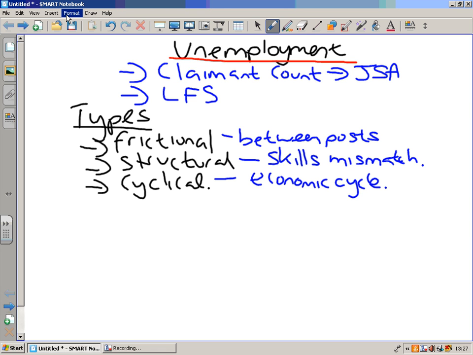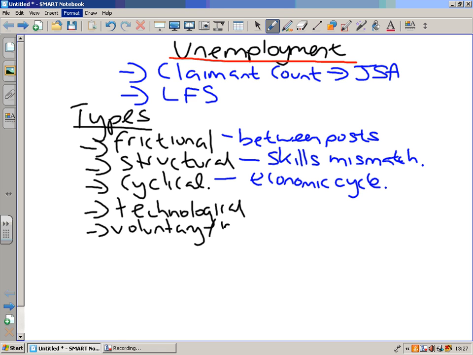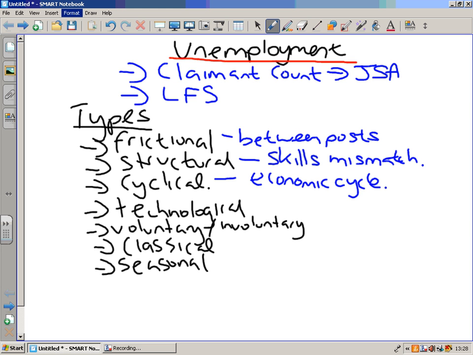Other types of unemployment you need to be aware of. Technological. Voluntary, involuntary. Classical. And the final one, seasonal.